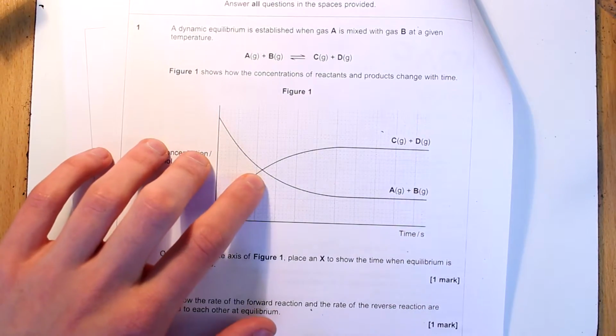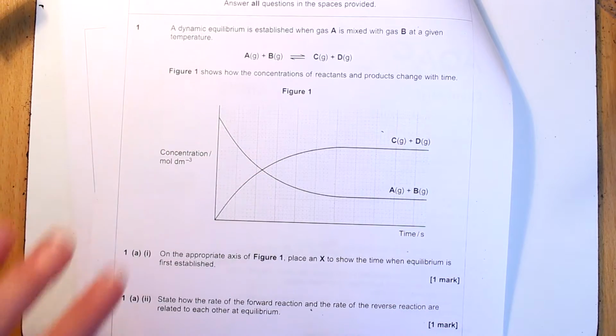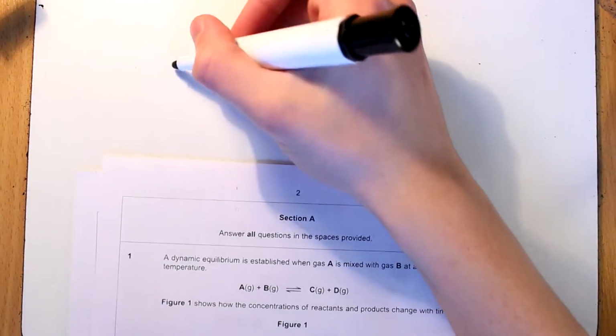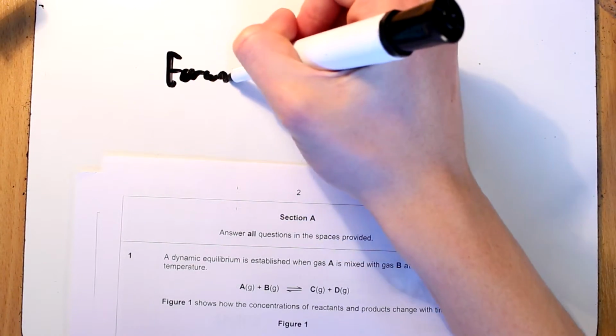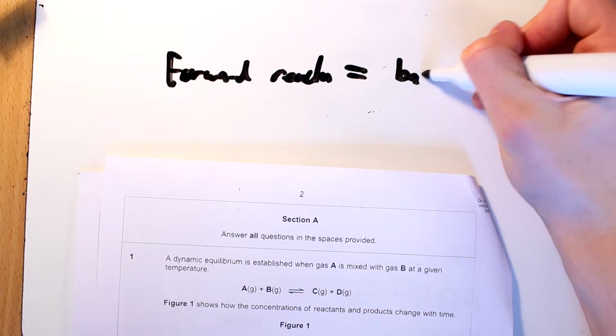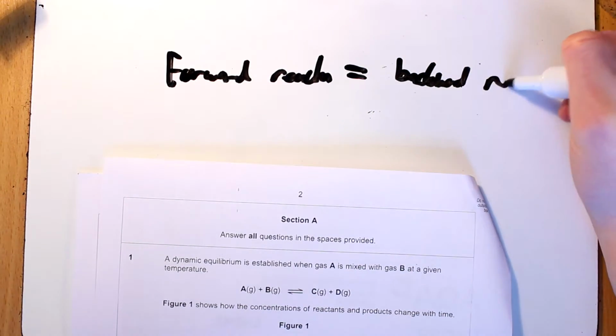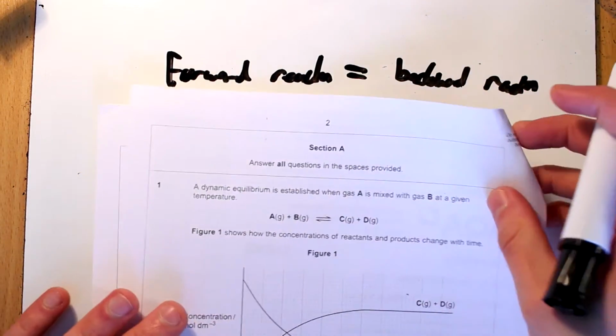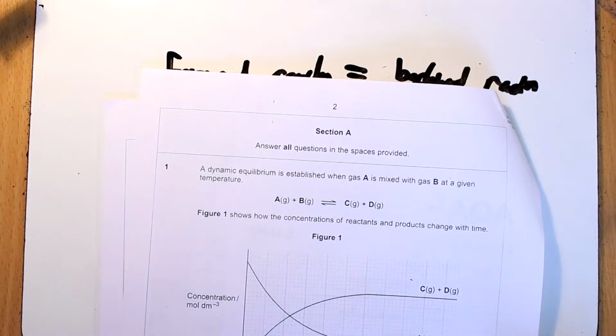So they tend to cross over at a point, and many people seem to think that this is where the equilibria is established, but it's not. Because when we look back at what an equilibria actually is, it's basically where the forward reaction equals the backward reaction. And that's vital. So, it's the point at which the forward and the backward reaction remain level.